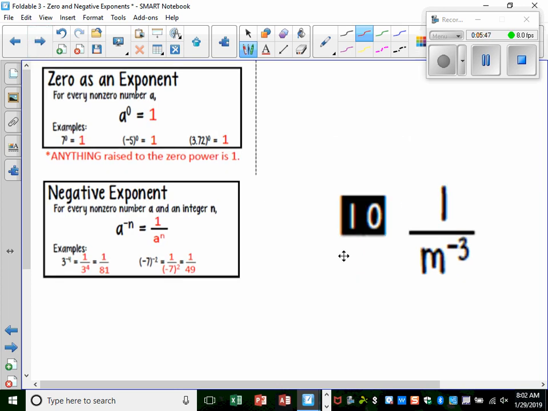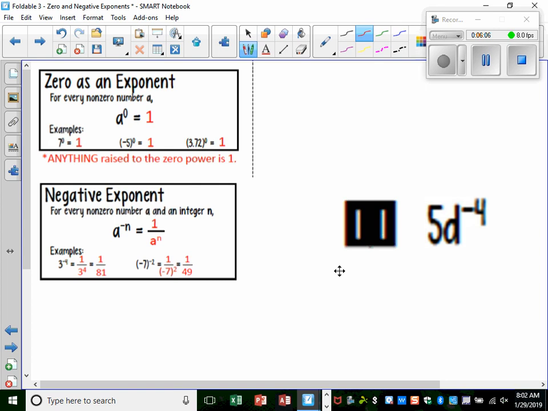All right. So here, the exponent at the bottom needs to move to the top. And that's all you need to do. Please do not write over 1. Okay.